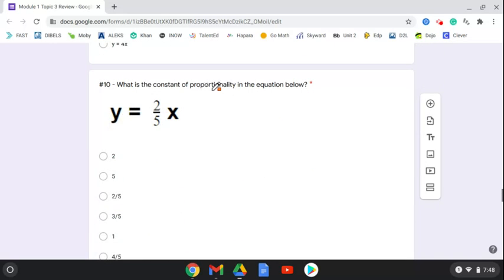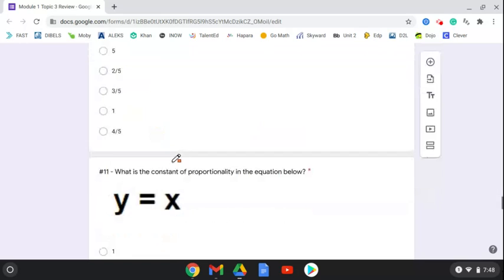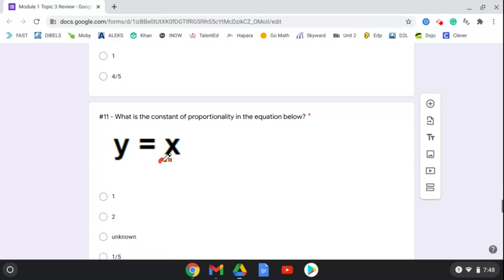What is the constant of proportionality? So remember, in the equation y equals kx, k, the constant of proportionality, is the number directly in front of x. It is the number being multiplied by x. So in that case, it would be that number right there. And number 11, you don't see a number right there, do you? What number is in front of the x? Remember, if you don't see a number in front of the x, it is an invisible 1 that you should make visible, right? So the k here is 1.